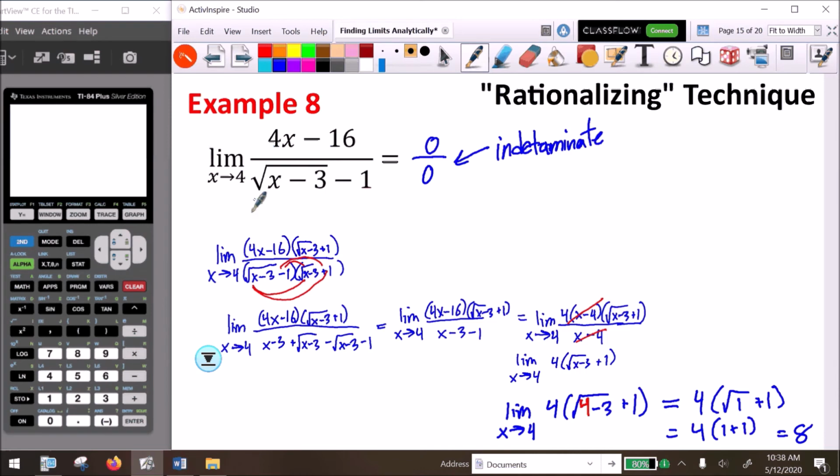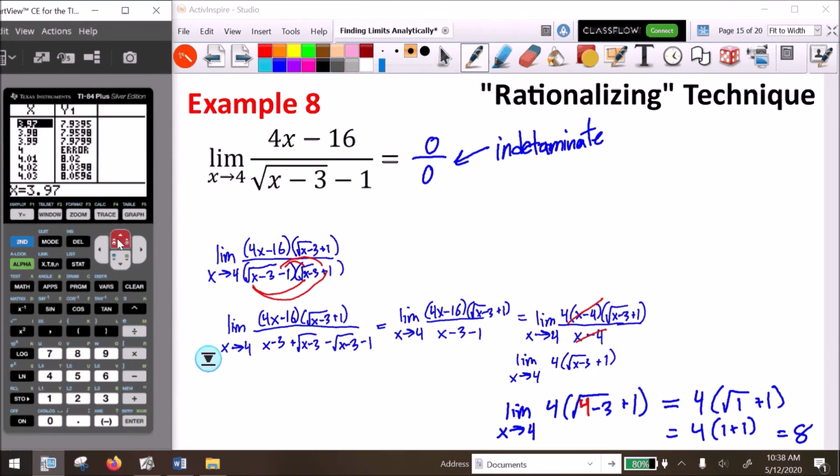And I was able to get rid of the radical in the denominator by multiplying by this thing, which is called the conjugate. And I just want to verify that I'm correct. So I'm going to go into my calculator and type in this function in my y equals, and then check the table as x approaches 4. As you see, as we're getting closer to 4 from the left side, it's getting close to 8: 7.93, 7.95, 7.97. And as we get close to 4 from the right side, it's getting closer and closer to 8 also: 8.05, 8.03, 8.02. So we can see that it is, in fact, approaching 8. So we checked our work.